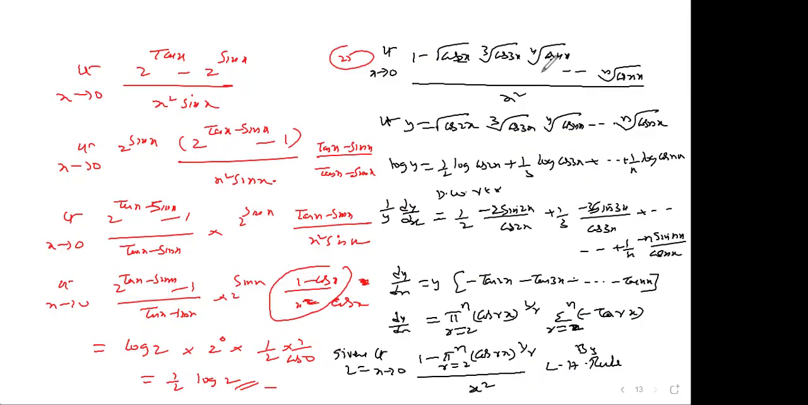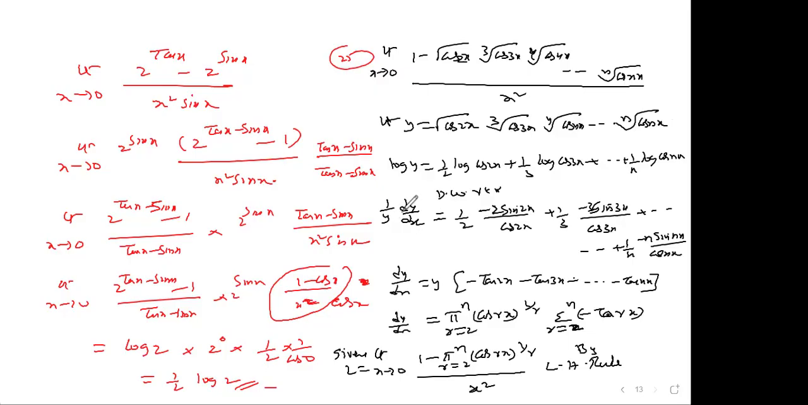See this now. This question looks like a little bit difficult one, but you have to take care of this. What I did here, in this question, root cos 2x, cube root of cos 3x, 4th root of cos 4x, and the nth root of cos nx, that I have taken as y. After that, applying log on both sides. When I apply log here, I got it in this way, and I started differentiating this one with respect to x because I want to apply L'Hopital rule.